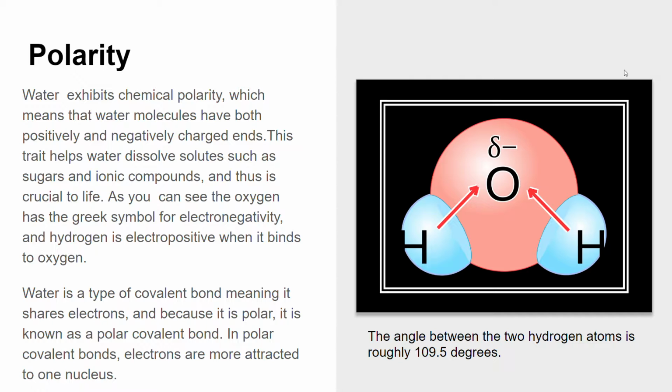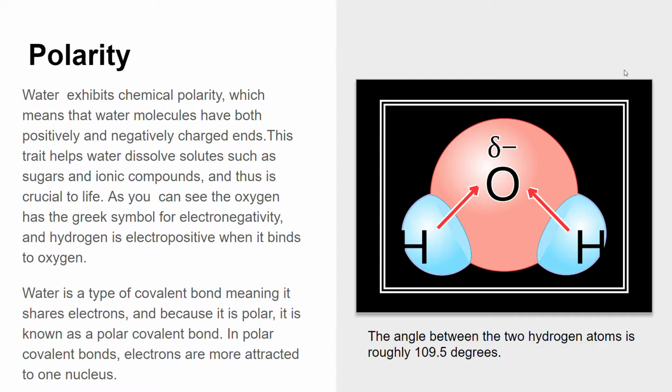As you can see, the oxygen has the Greek symbol for electronegativity, and hydrogen is electropositive when it binds to oxygen. Water has covalent bonds, meaning that it shares electrons, and because it is polar, it is known as a polar covalent bond. In polar covalent bonds, electrons are more attracted to one nucleus than the other.